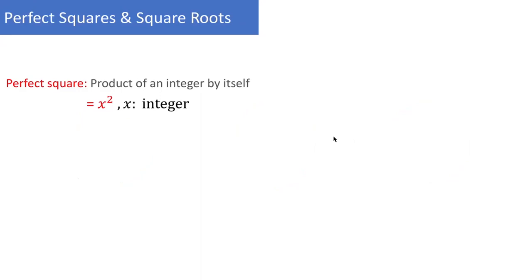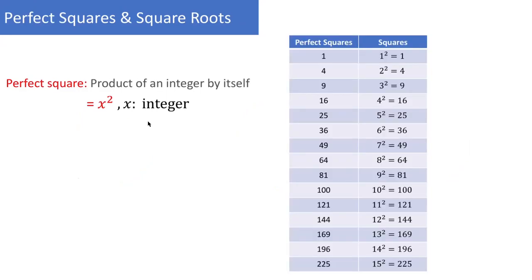Perfect squares and square roots. A perfect square is a product of an integer by itself, of the form x squared, where x is an integer. Here are examples: 1, 4, 9, 16, all of these are perfect squares. If you take 16, for example, 4 squared is equal to 16. 8 squared is equal to 64.